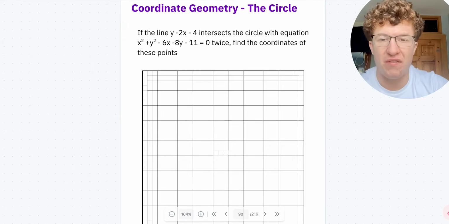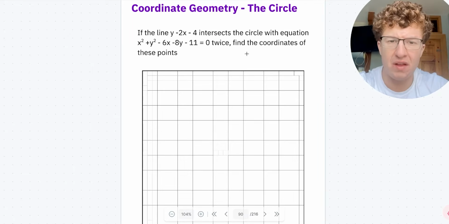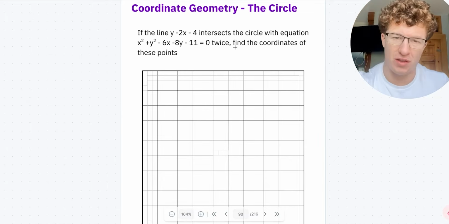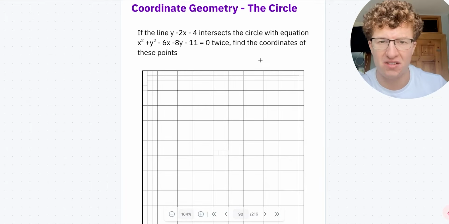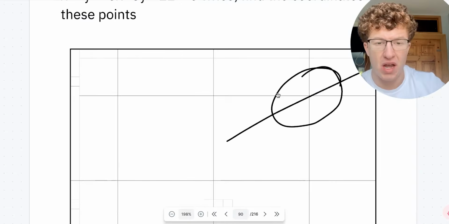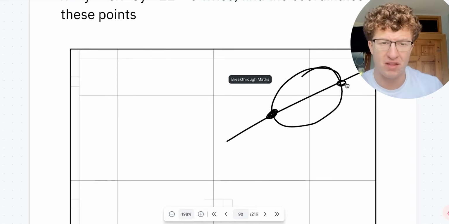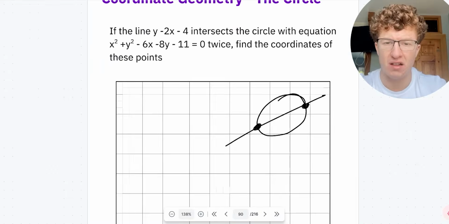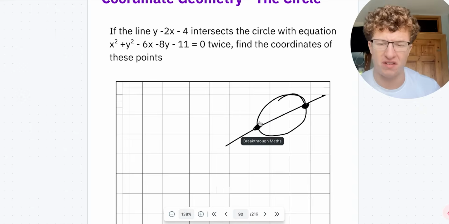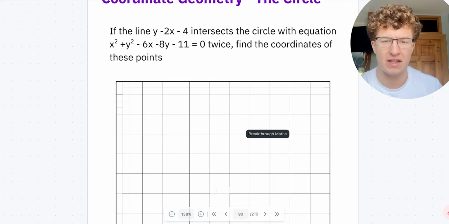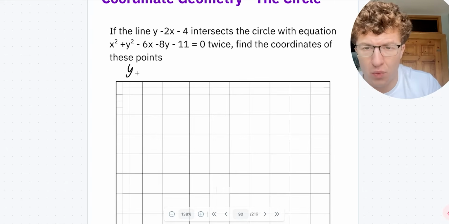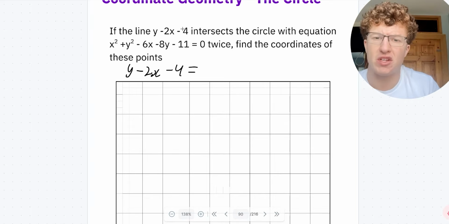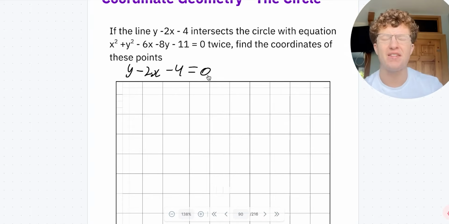The next question here, we have a line that intersects the circle twice. And we want to find the coordinates of the points of intersection. This is going to look something like this. If we have a circle like this and we have a line going through it, we want to basically find this point here and this point here. So how we're going to do that is we're just going to fill our line equation into the equation of the circle, and that's going to give us 2 values. So we have y minus 2x minus 4, well, that should be equal to 0.